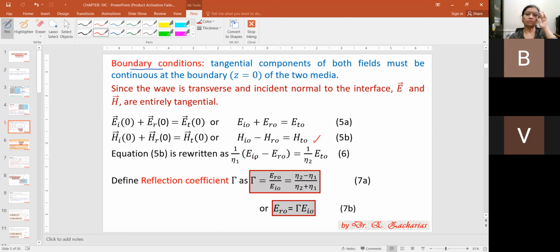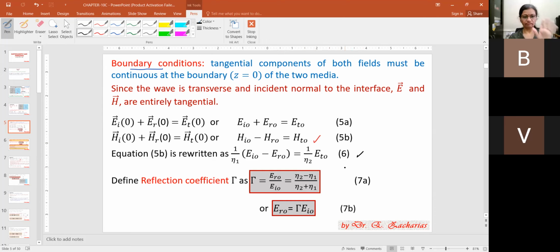Is this clear? Now, another thing that you should remember is the relationship between electric field and magnetic field. Electric field divided by eta equals magnetic field. You know that. Take whatever is on the first side as medium 1. Therefore, I can write this magnetic field sum as 1 by eta 1 into (EI naught minus ER naught). Similarly, on this side, instead of writing HT naught, I will write 1 by eta 2 into Et naught. Is this step clear? Equation 6, I hope it is clear.